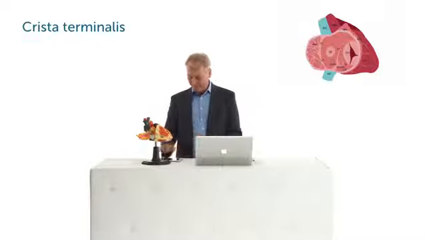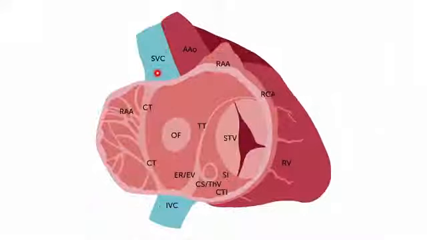The next structure of the heart that frequently leads to the misdiagnosis of a tumor is the crista terminalis. What is it? Well, it's a ridge that actually expands from the superior to the inferior aspect of the right atrium, kind of separating the right atrium from the right atrial appendage.